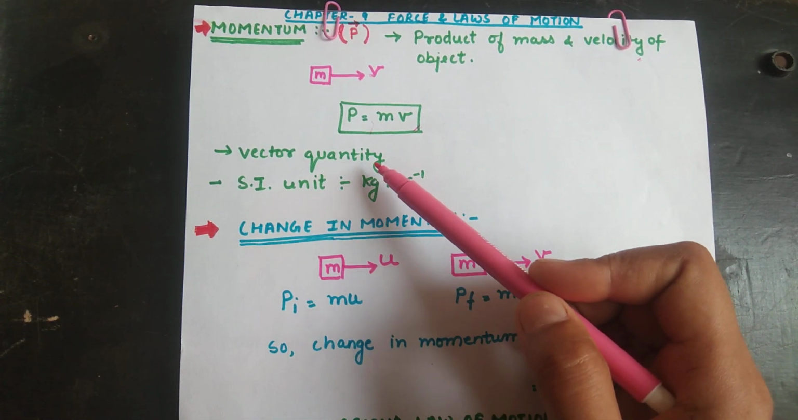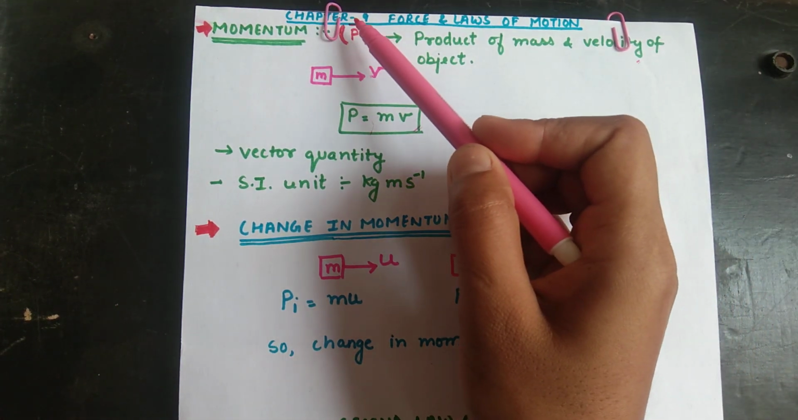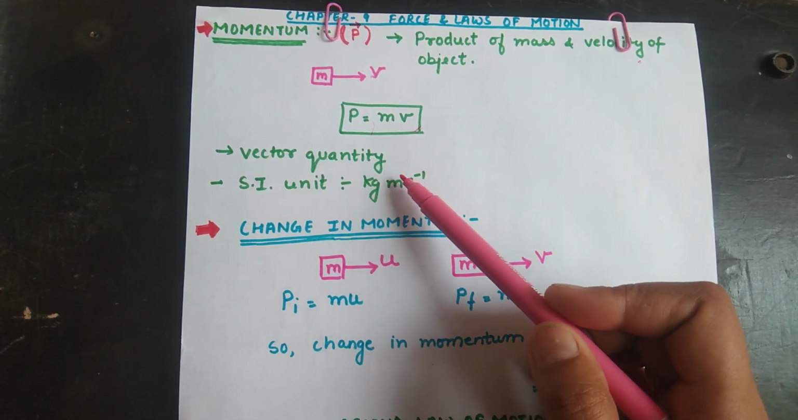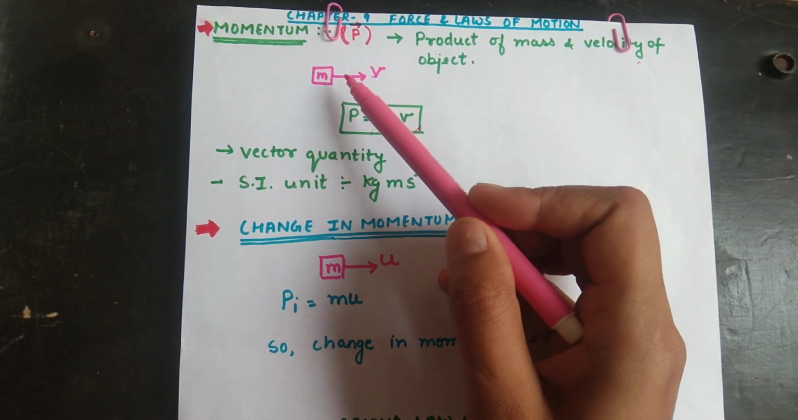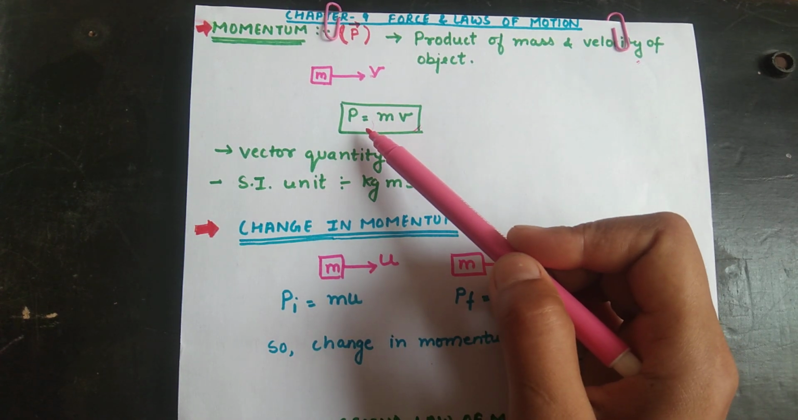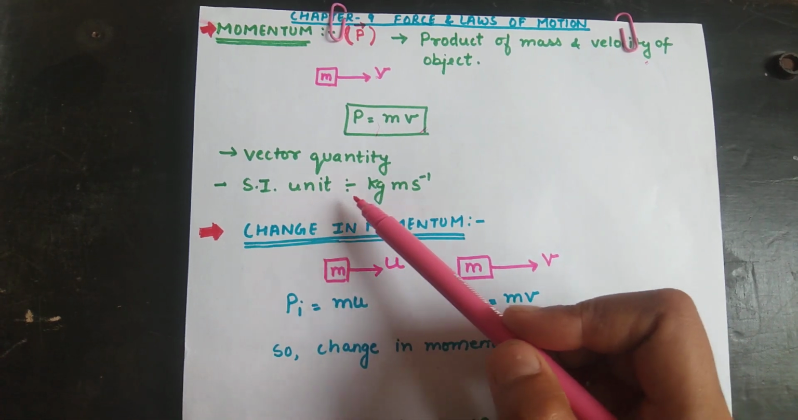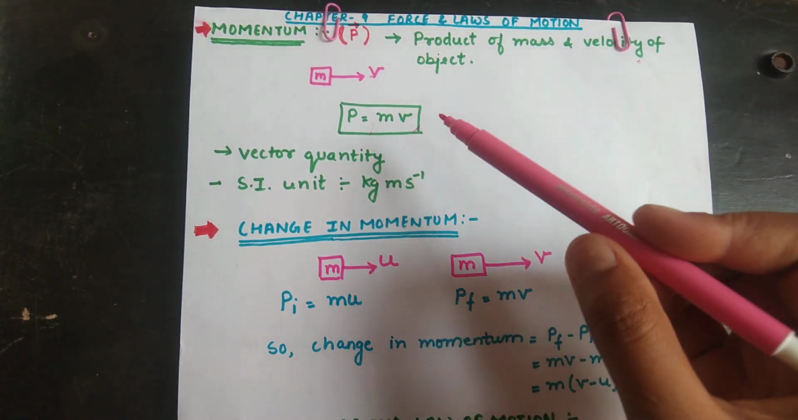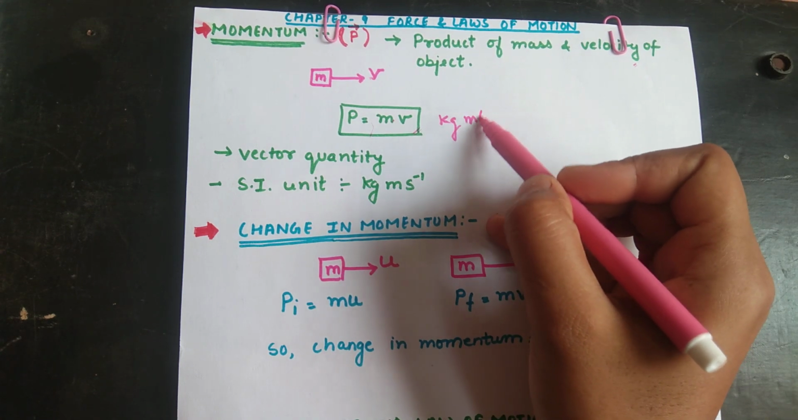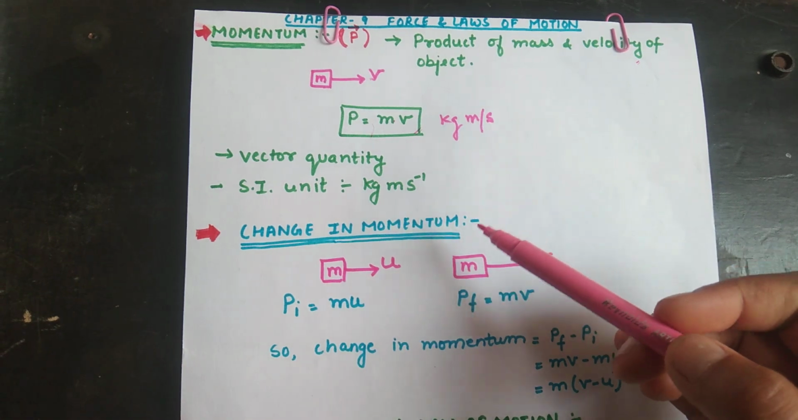Since momentum is a vector quantity, we can represent it by an arrow over the quantity. This sign is of a vector. It is a vector quantity because velocity also has a particular direction. That's why momentum also has a direction. Its SI unit is kg meter per second. The unit of mass is kg and the unit of velocity is meter per second, so it will be the SI unit of momentum.